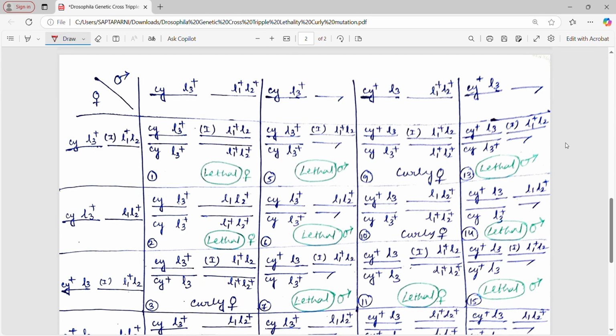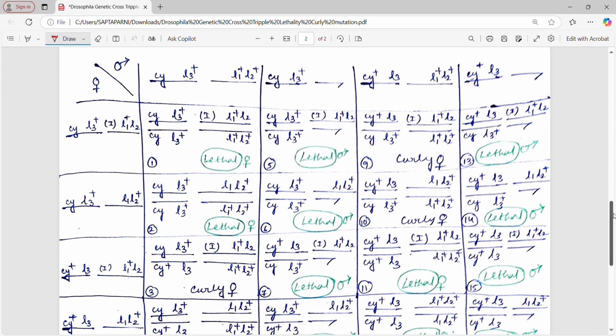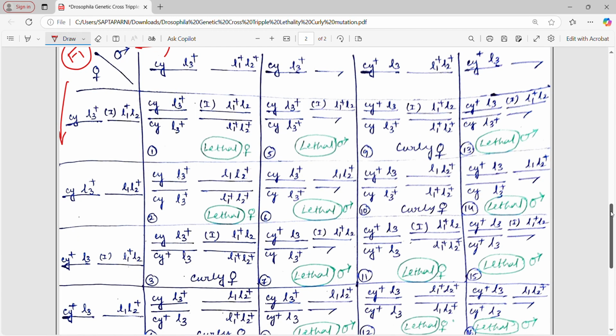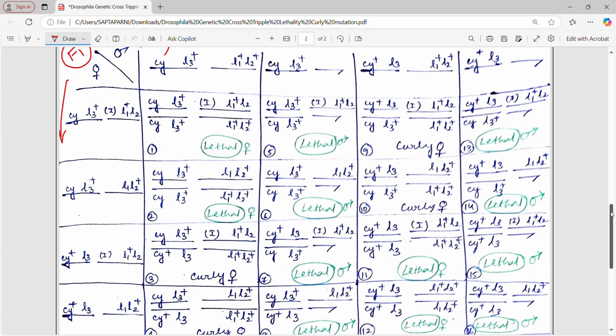So these are the F1 generation progenies here. From the checkerboard you can see we have put the male gametes over here and female gametes over here, and these are the 16 progenies that could be formed from this cross. Now see how many of them will survive and how many of them will be lethal from their genotype.